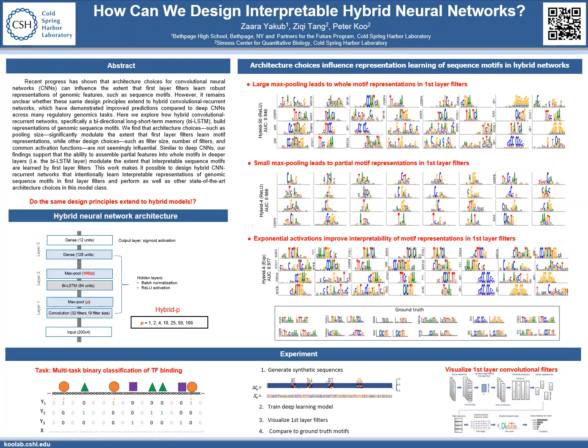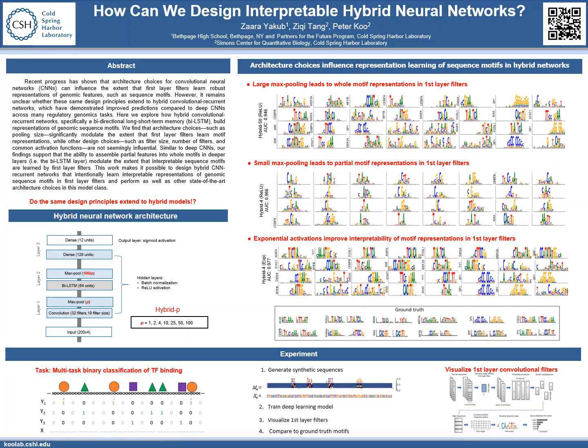The first layer is a convolutional layer, followed by a max pooling layer, a bidirectional LSTM layer, a max pool layer, and a fully connected hidden layer. Using this model as a base model, we explored different max pooling sizes while keeping the rest of the network fixed. We call our model hybrid 50 if we use a max pool size of 50 after the first layer. We also explored how the representations of these models change when switching the ReLU activations to exponential activations in the first layer, which is a recent design principle developed by the COO lab that greatly improves motif representations in CNNs.